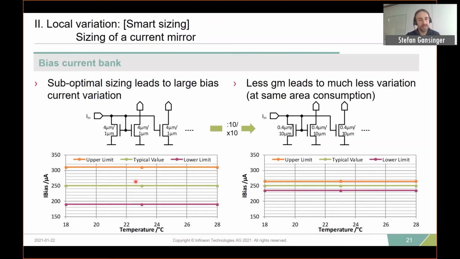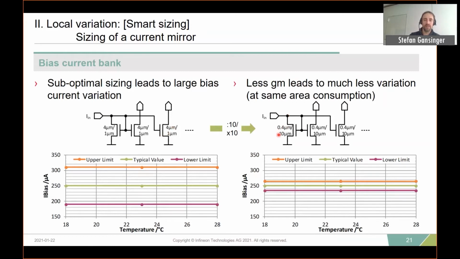How can we improve this? We already know we want to have a low Gm over ID, so we are resizing these transistors. In this example, I keep the overall area constant. This one has an area of 4 micrometers squared, and this one also has 4 micrometers squared. But here I'm reducing the width by a factor of 10 compared to the original design, and increasing the length by a factor of 10. So we are significantly reducing the Gm.